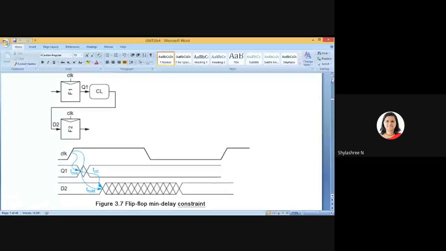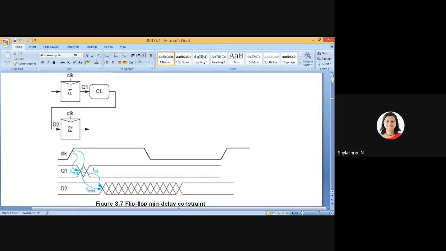So what do you mean by minimum delay constraints? Suppose the hold time is too large and the contamination delay is small. Contamination delay is nothing but your TCD, or TCCQ, the clock to queue contamination delay, or D to Q contamination delay. So if the hold time is large and the contamination delay is small, the data can incorrectly propagate through two successive elements on one clock edge.